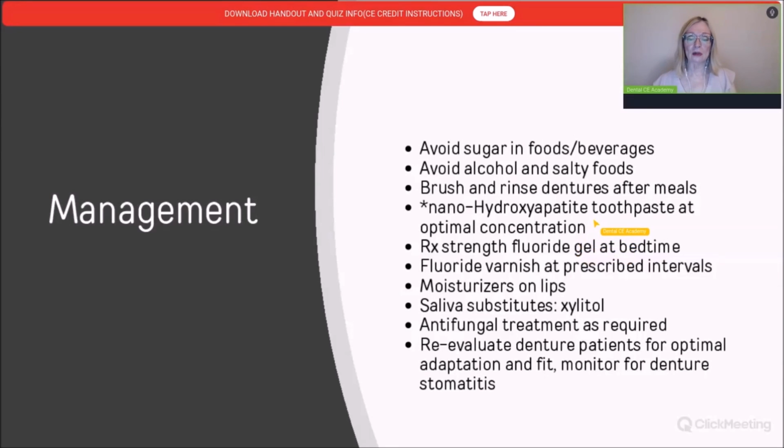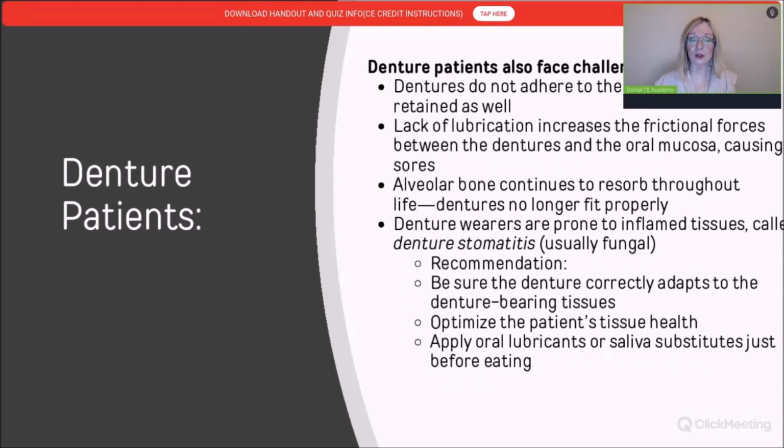Fluoride varnish, moisturizers on the lips, saliva substitutes, antifungal treatment is required, and reevaluate denture patients for optimal adaptation and fit, and monitor for denture stomatitis. What I do with my xerostomia patients that wear dentures, first of all, we clean and soak those dentures in sodium hypochlorite solution. And then I use a temporary reline, and I'm going to visit that patient on a weekly basis as we treat their xerostomia.